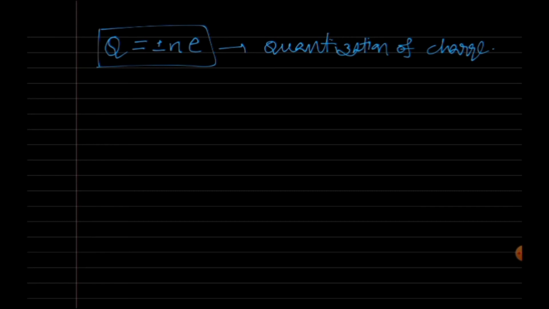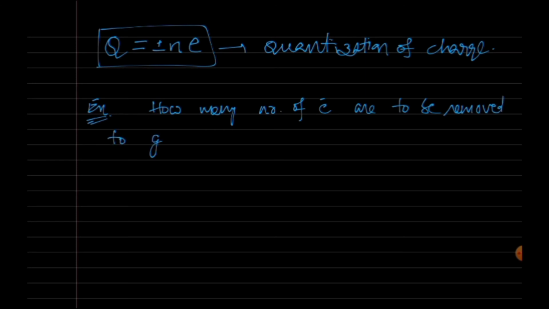By using this relation, you may not get such complicated problems or questions. You may get a simple kind of question like, how many electrons are to be removed to give a charge of 1 coulomb to an object?